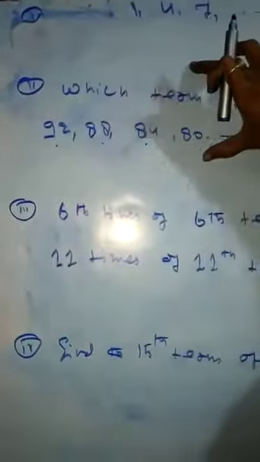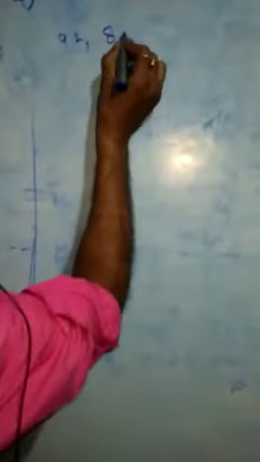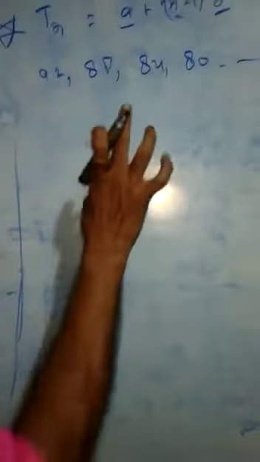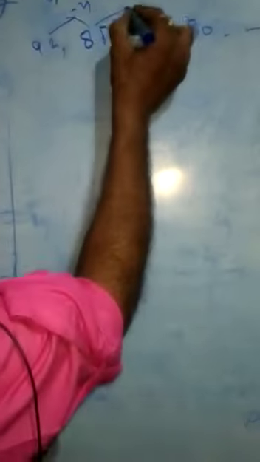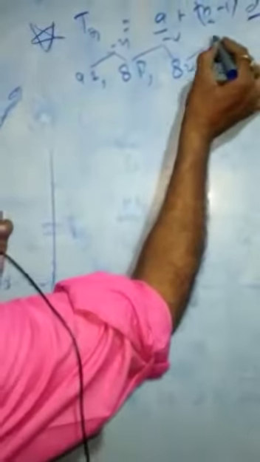Suppose we are asked which term of the AP is equal to 0. I write here 92, 88, 84, 80, up to 0. First we will check whether it is an AP or not. 88 minus 92 is minus 4. 84 minus 88 is minus 4. The difference is minus 4 each time. It is clear that it is in AP.